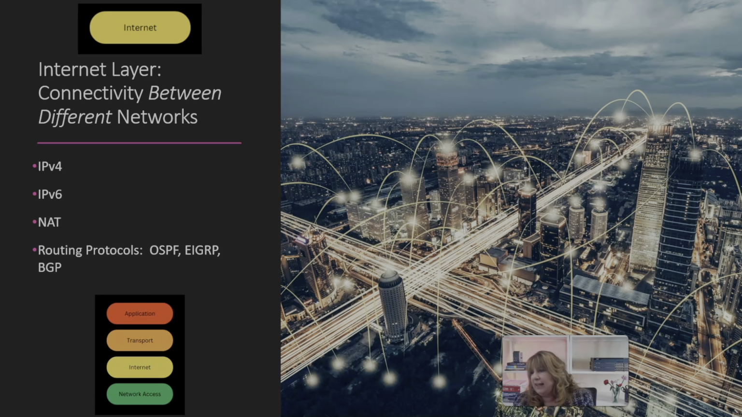Now, when I say a different network, like you're working on a network and you want to go to google.com, that's a different network. It's not on your network. It's not inside your house or your building, wherever you're working. So we have protocols that specifically work to get your packets to that different network. And that's what we're talking about here.